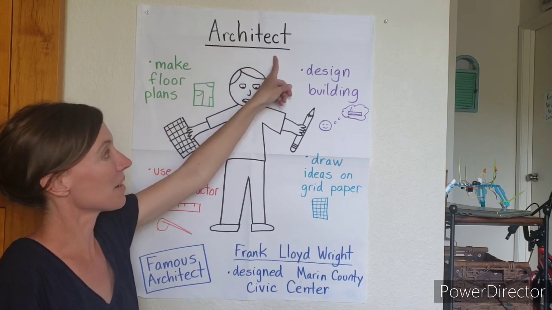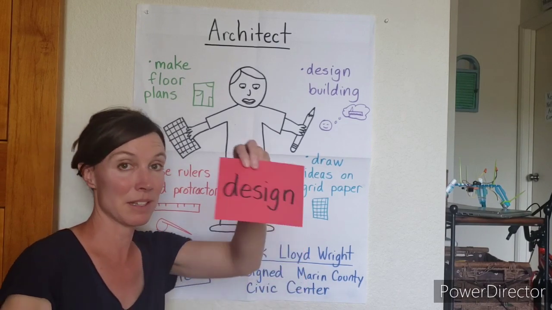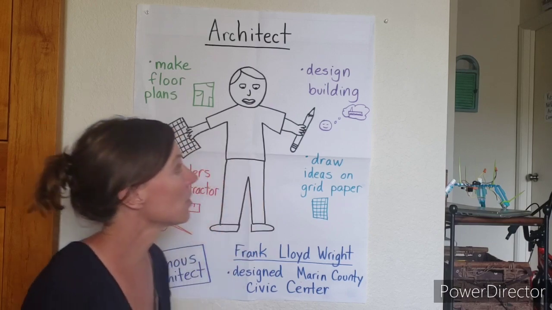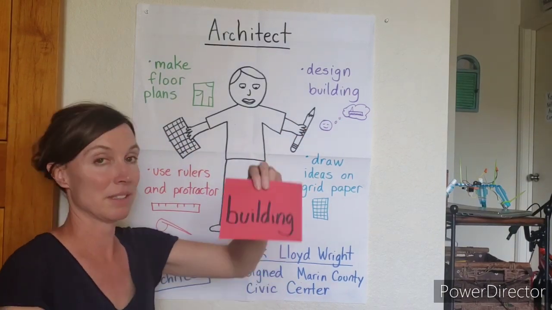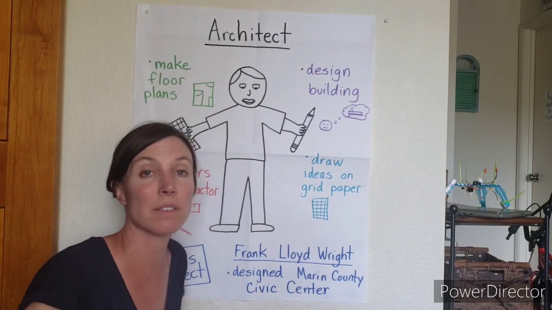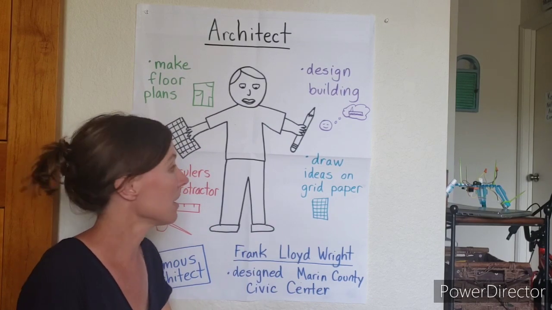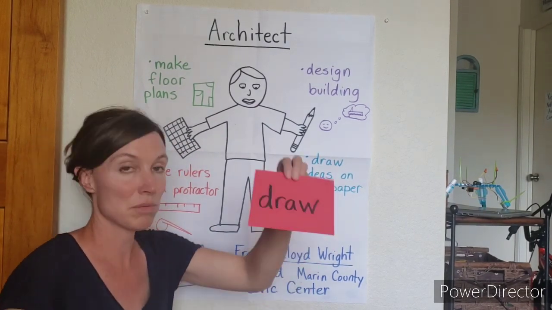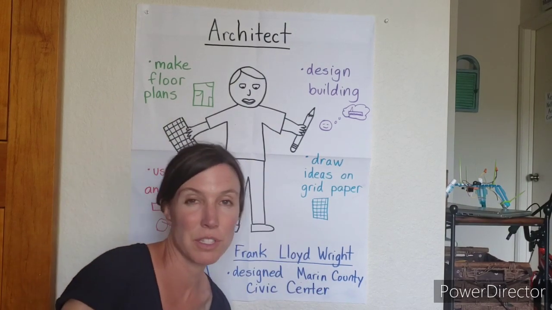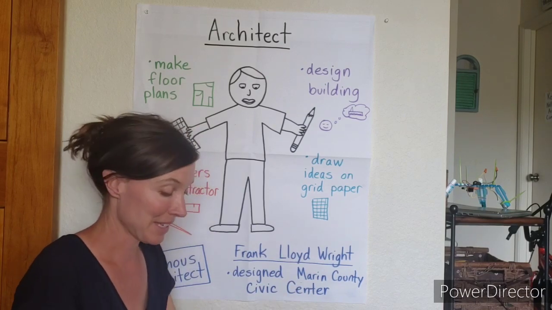So here's an architect. Something that architects do is they make designs, and they design a lot of structures or buildings. When a building or a structure is made, an architect first draws out a plan for it. They imagine that idea in their head, and then they draw their ideas on grid paper. Grid paper is usually just paper that has lines on it, and it helps them draw straight pictures.